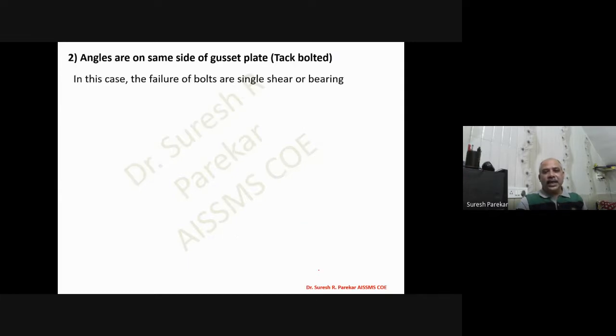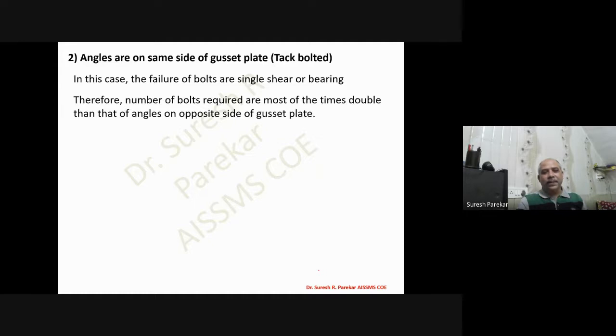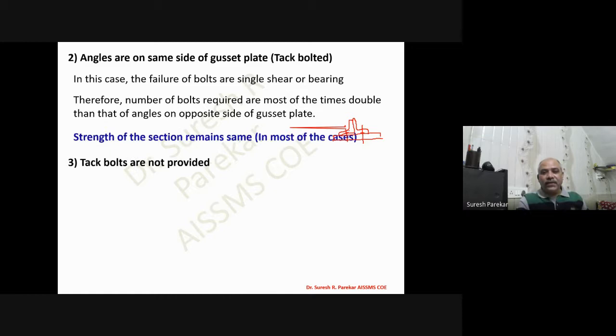Now, if the angles are on the same side of the gusset plate, see what will happen in this case. The failure of bolts is in single shear or bearing, because now you can see the diagram is in this fashion, and then we have these angles likewise. So my bolt will fail at one plane only, here only. And therefore it is single shear, and therefore the strength of the section remains the same in most of the cases, but the number of bolts is most of the time double that of angles on the opposite side of the gusset plate.